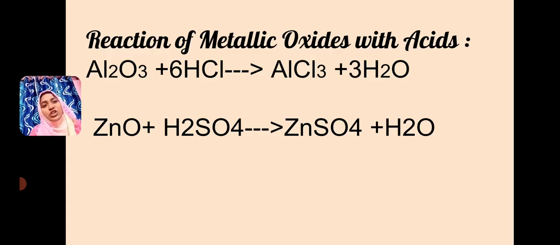Next, the reaction of metal oxides with acids. Here we have taken aluminum oxide that reacts with 6 moles of hydrochloric acid, and we get AlCl3 plus 3 moles of water, aluminum chloride and water. Next comes another metal oxide, that is zinc oxide, which reacts with the strong acid H2SO4, which we call sulfuric acid. We get zinc sulfate and water.